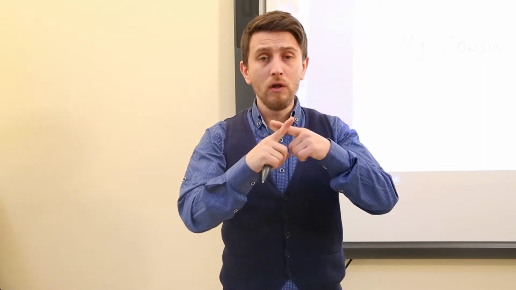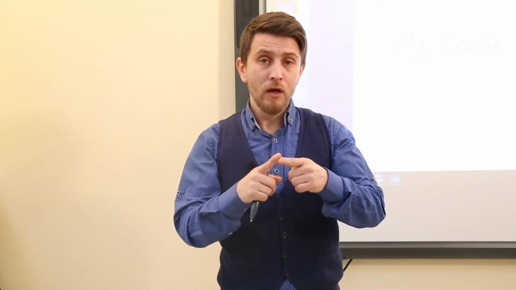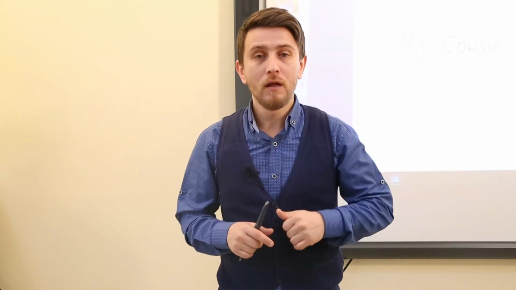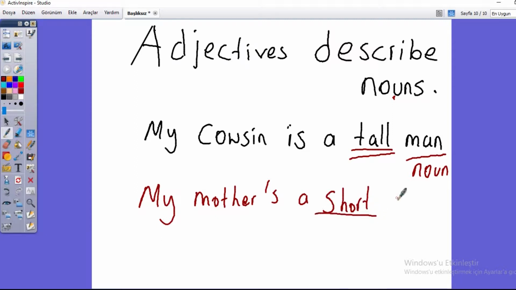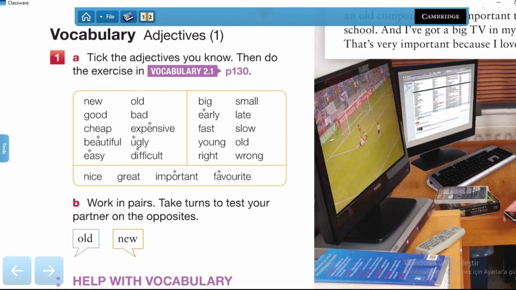The opposite of tall is short. My mom is a short woman. Let's write it. My mom, or we can say my mother, is a short woman. Short is the adjective and woman is the noun. Short is the adjective, and adjectives always come before the nouns to describe them. We have, of course, more examples here.